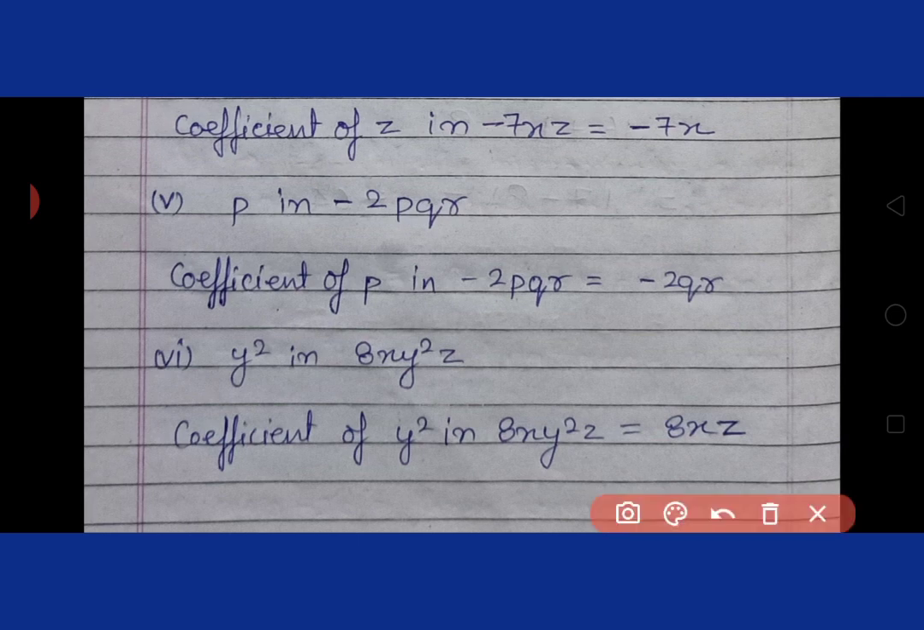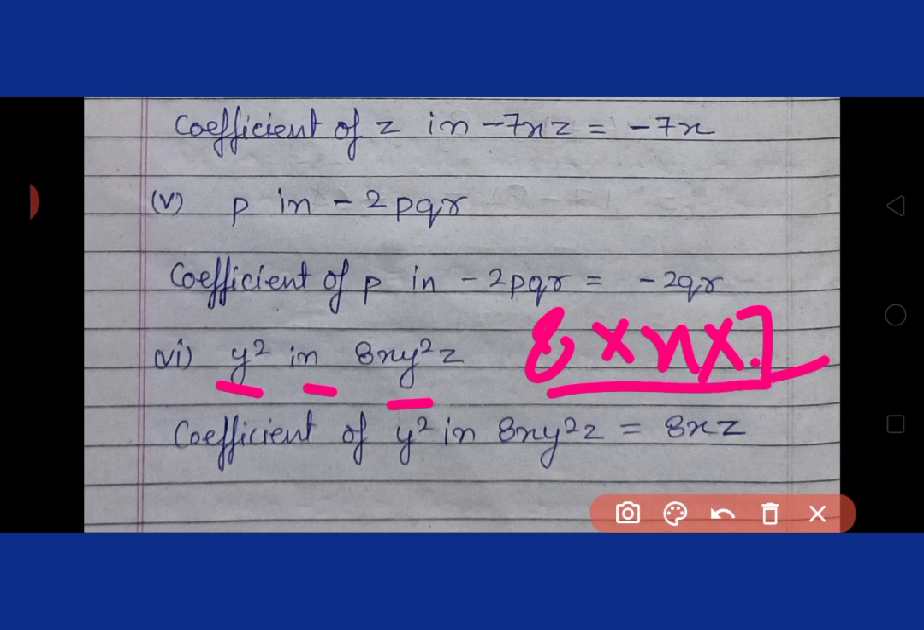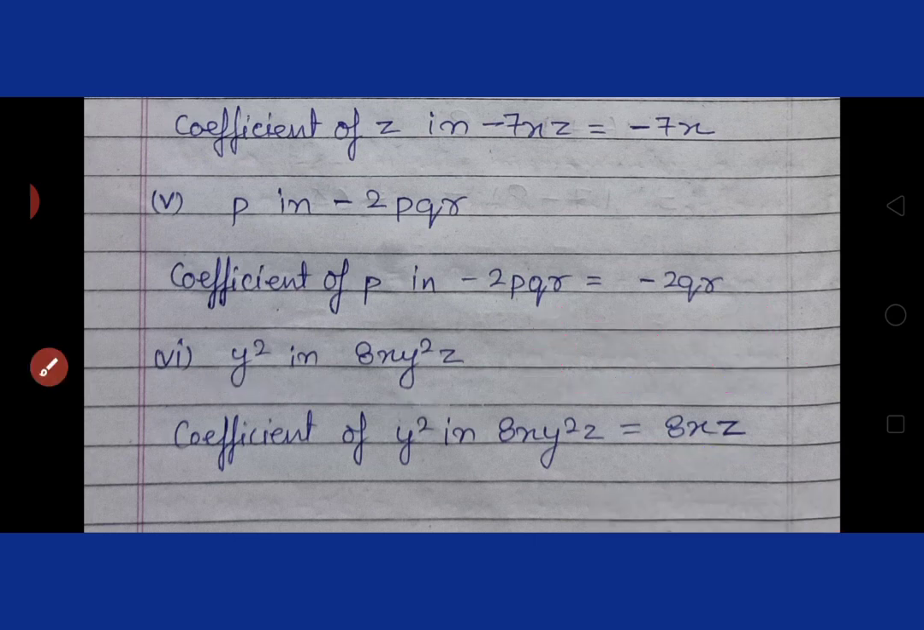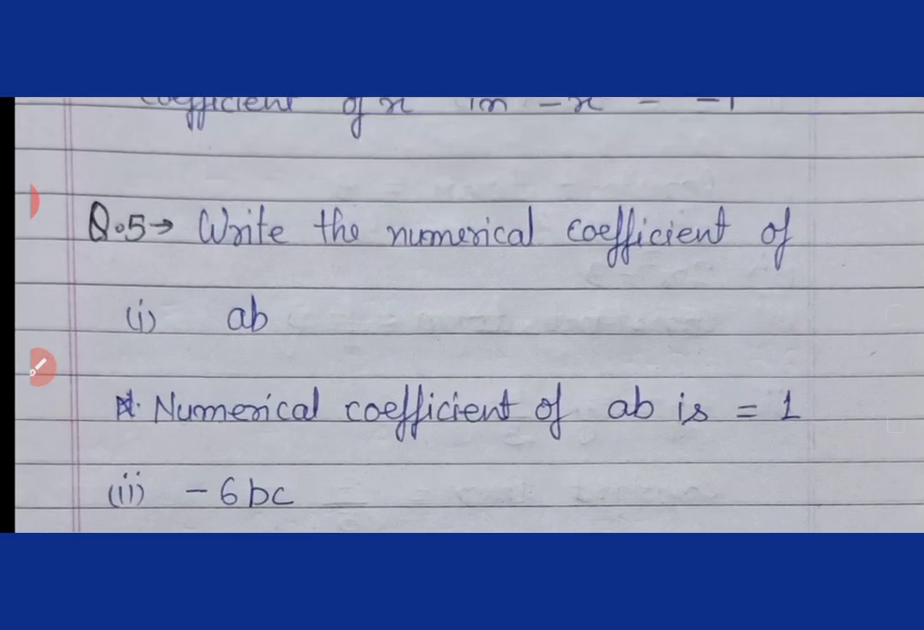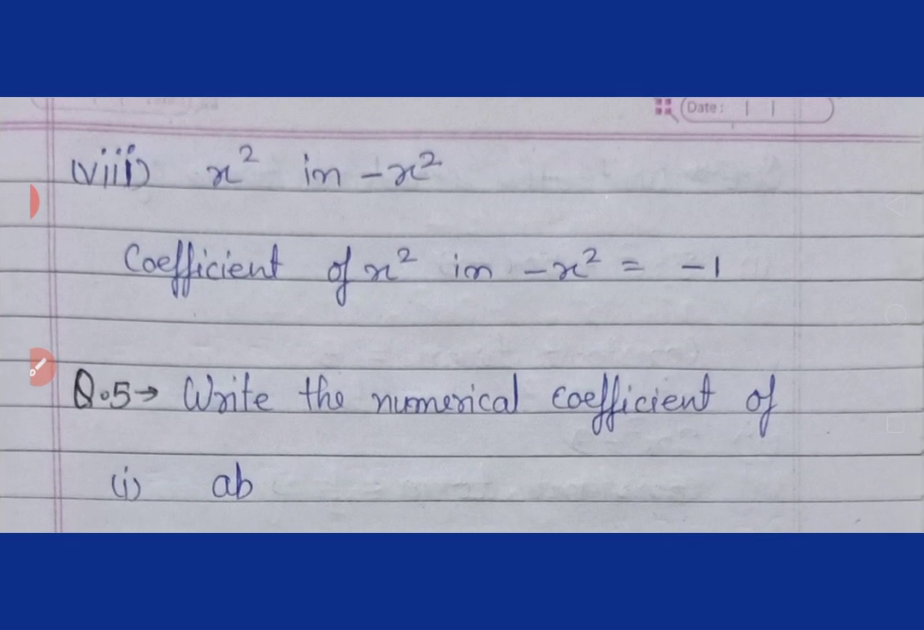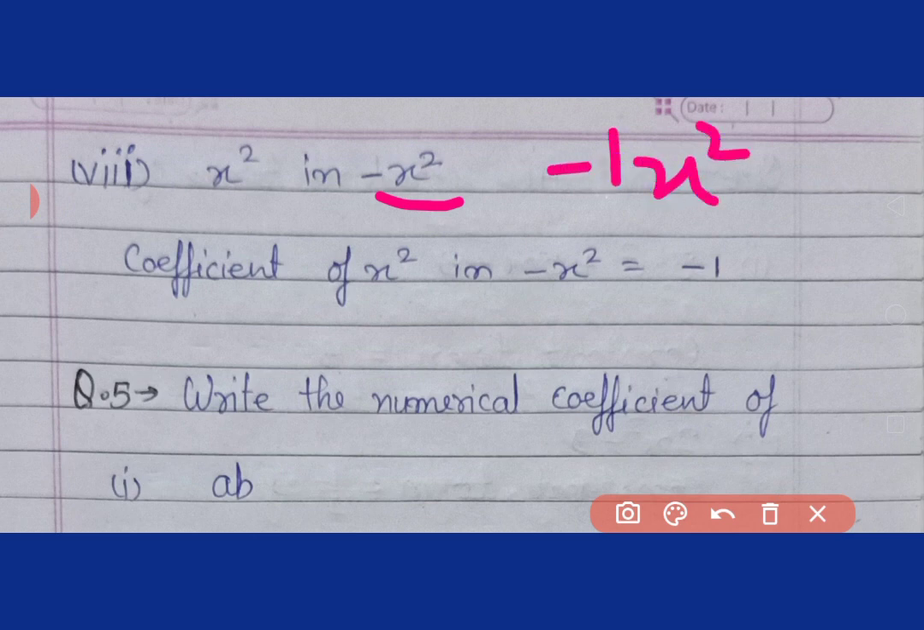Next, y square in 8y square z. So what remains? 8 multiplied with z. We have to remove that variable whose coefficient is asked, and the rest will be the coefficient: 8z. Now in the next question, the same type of question is given: x square in minus x square. If there is no number before a variable, I have told you yesterday that we put 1. So it became minus 1x square, so its coefficient will be minus 1.